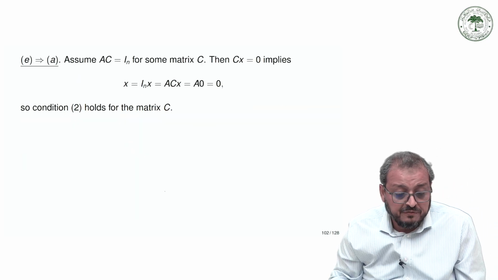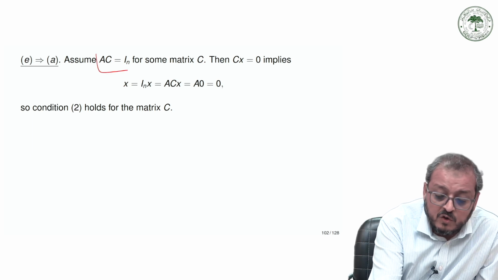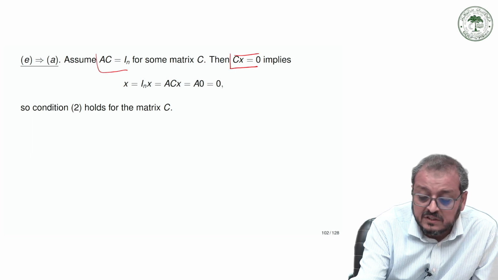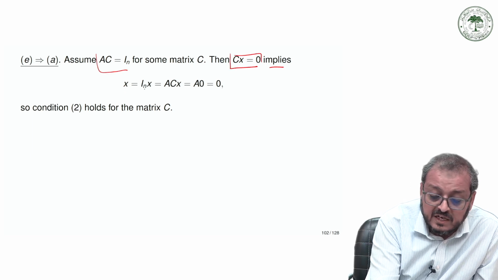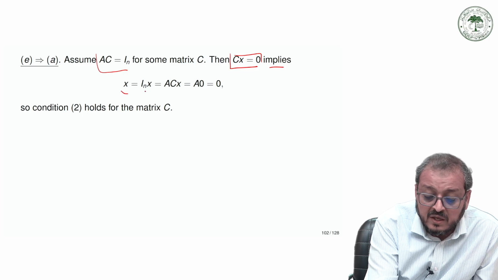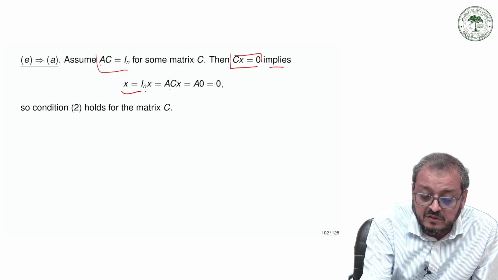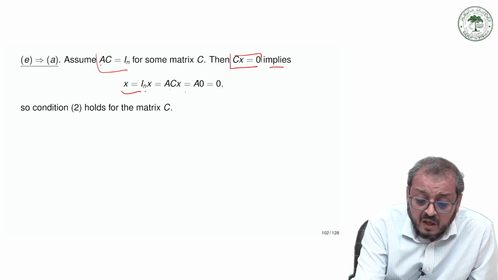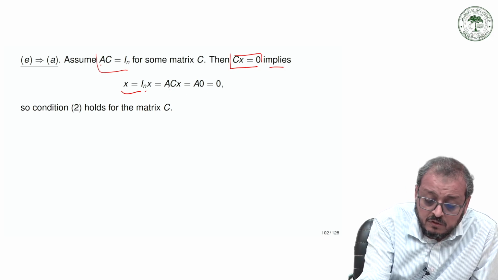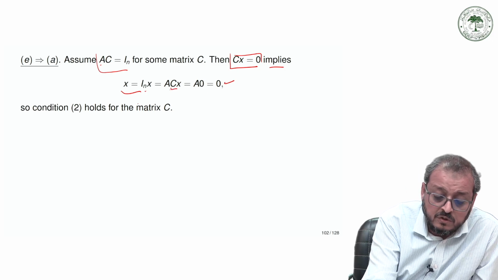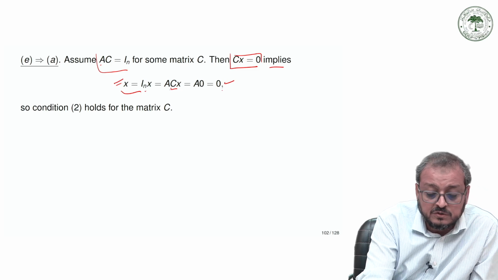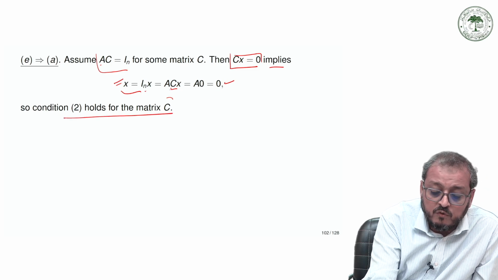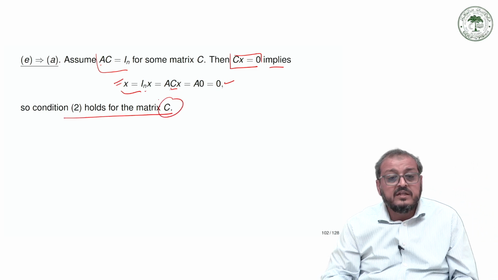Now E implies F is very trivial. We have AC equal to the identity matrix. Then Cx equal to 0 implies that x can be written as identity times x, which is ACx. So A times 0 equals 0, which means x is equal to 0. So the condition holds for the matrix C, and that completes this part.